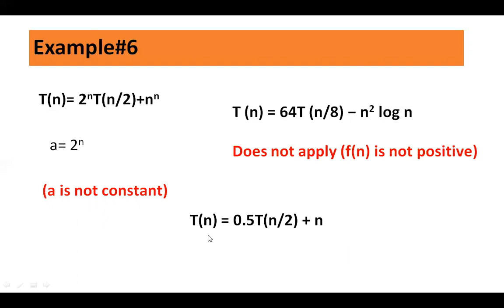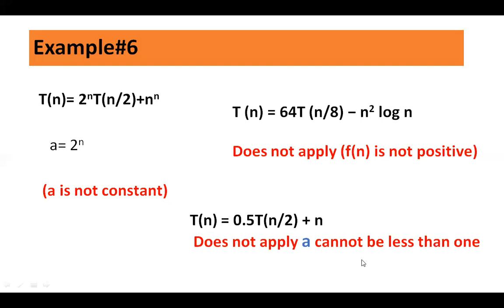Now let us look at this example. You have T(n) is equal to 0.5 T(n/2) plus n. Here everything is fine. A is 0.5, b is 2, k is 1. Now, what is wrong here? If you look at it carefully, in the master theorem we have the condition that a cannot be less than 1. So the master theorem does not apply because a cannot be less than 1. So these are just a few examples to tell you all that in some cases, the master theorem cannot be used.